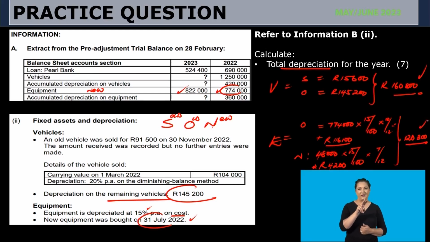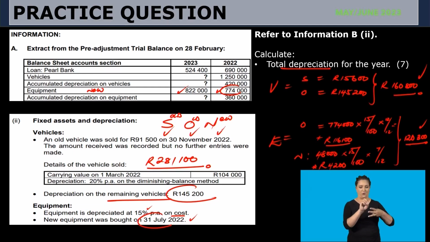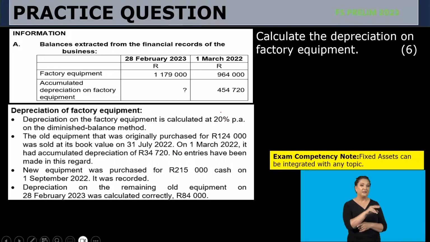160,800 plus 120,300. And the total is going to give me 281,100. That becomes my total depreciation for the year. Very important that you're able to calculate for your sold, your old, as well as your new. Very, very important. Now, the depreciation calculations are infused into cost accounting.